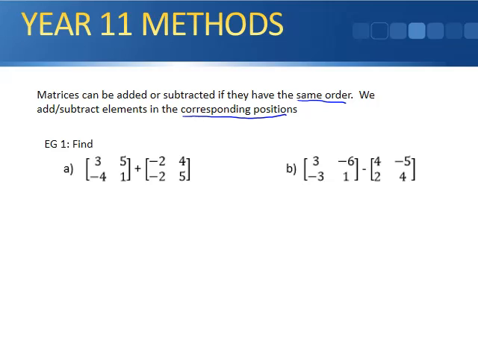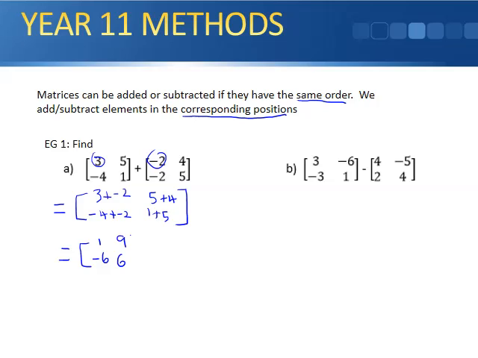So for this one here, I can only add the 3 with the -2, same spot, same position. The 5 with the 4, the -4 with the -2, and the 1 with the 5. When I do that, I get 1, 9, -6, and 6. Here I won't do it. You can just do it straight away off the top of your head.